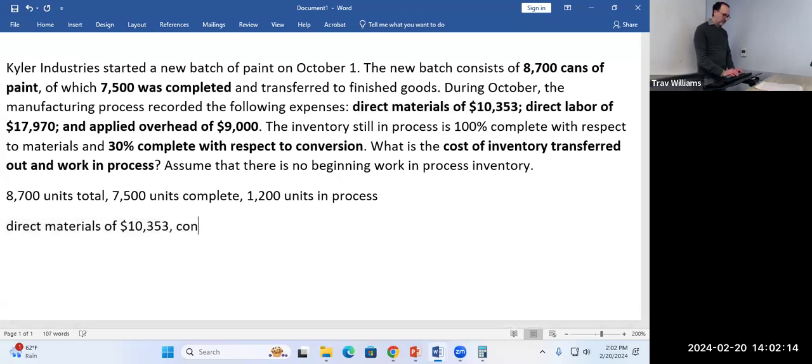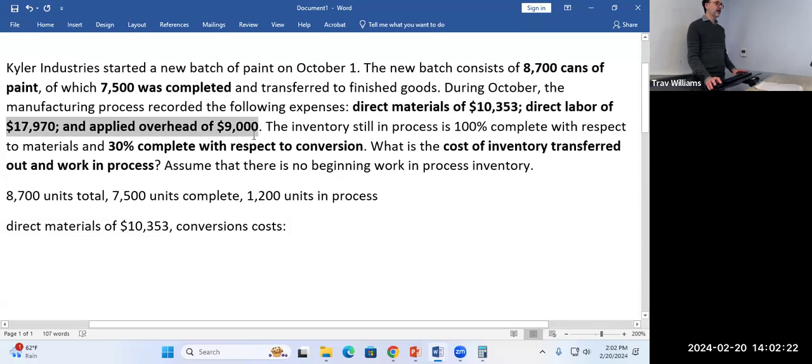Let's figure out what those conversion costs are. As Robert said, we can take the labor and the overhead. If we add those together, we get $26,970. Okay. We also see that the units that are in process are 30% complete in terms of conversion. Okay.